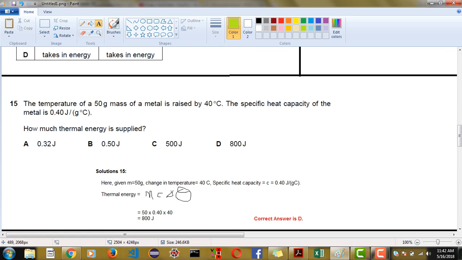Now this is our last question, question number 15. The temperature of a 50 gram mass of a metal is raised by 40 degrees centigrade. The specific heat capacity of the metal is 0.40 joule per gram per degree centigrade. So what are the values given here? Mass is given, change in temperature is given as 40 degrees centigrade, and specific heat capacity, represented by c, is 0.40. This is a straightforward question. We can apply the formula thermal energy equals mc delta theta, and we put in the values and get 800 joule. So the correct answer will be 15D.